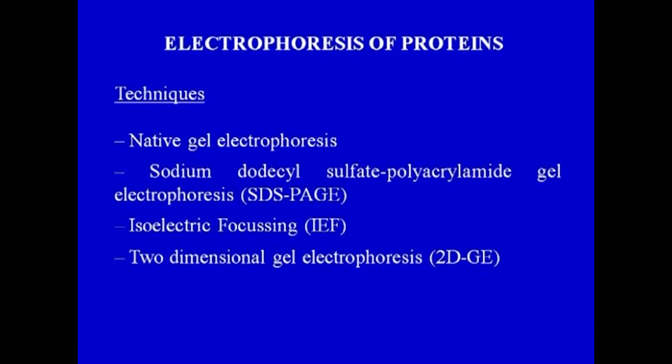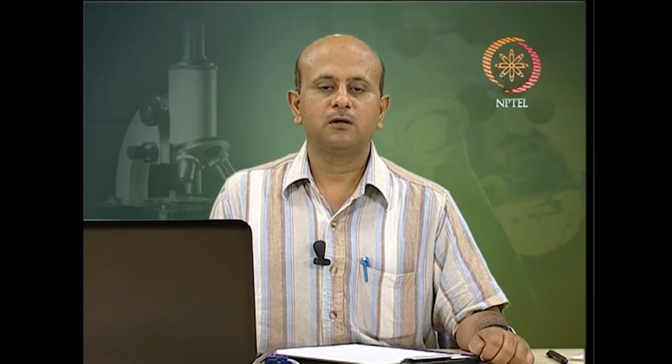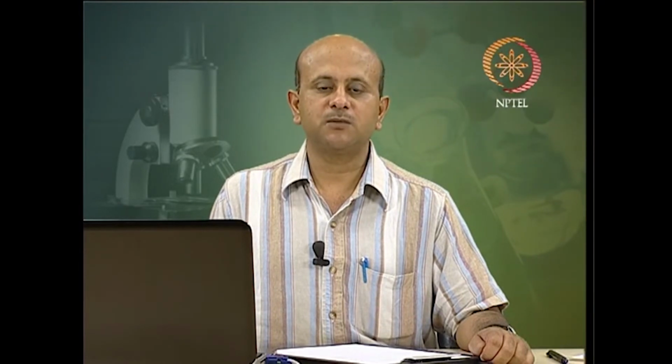And then there is two dimensional gel electrophoresis, which is quite used with mass spectrometry techniques, where you can separate a large number of protein samples in a particular proteome. Say you are isolating it from certain cells or tissues, and then they could be analyzed by mass spectrometry. So, we are going to discuss all these techniques. Today we will be discussing native gels and SDS-PAGE.